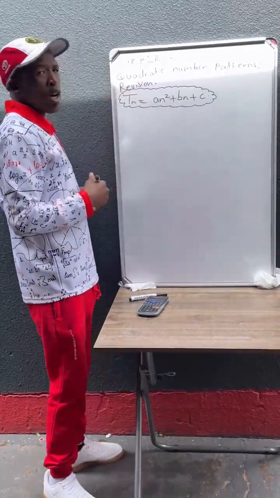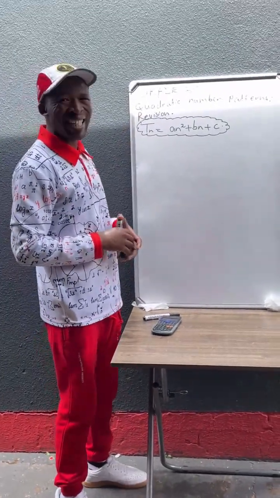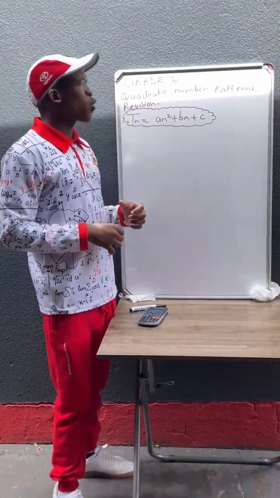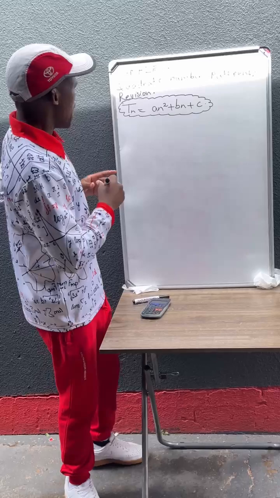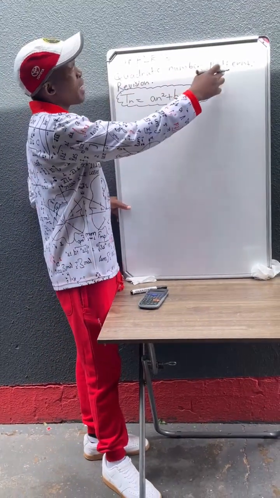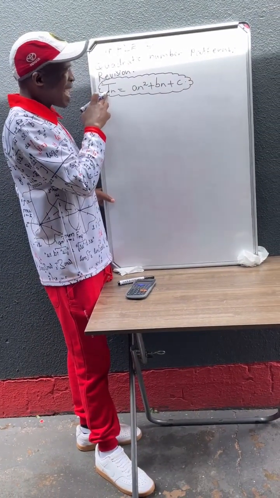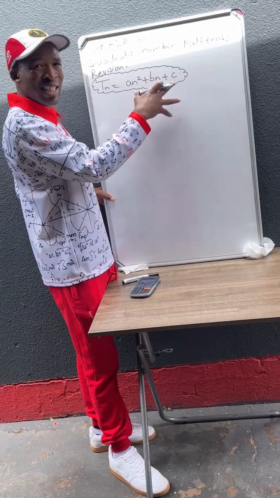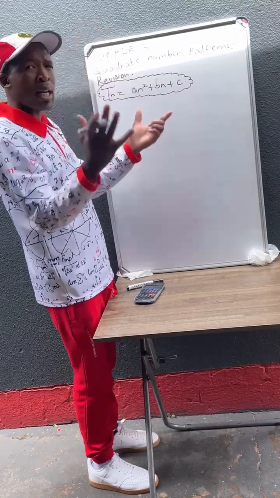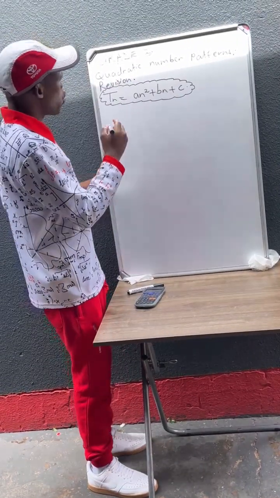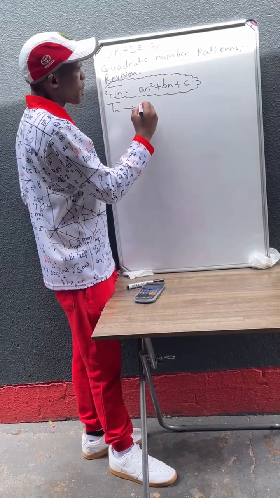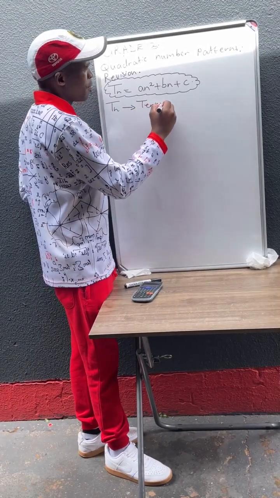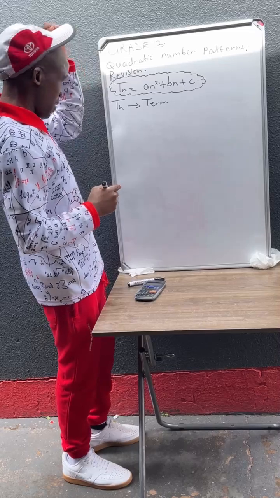Right, grade 12, we're going to be talking about patterns. We're going to be looking at quadratic number patterns, which is a revision from grade 11. Now, the quadratic number patterns have got a Tn equals an squared plus bn plus c. It's a quadratic from the parabola point of view. So if I talk about Tn, I'm talking about the term, right? So that is the first thing.